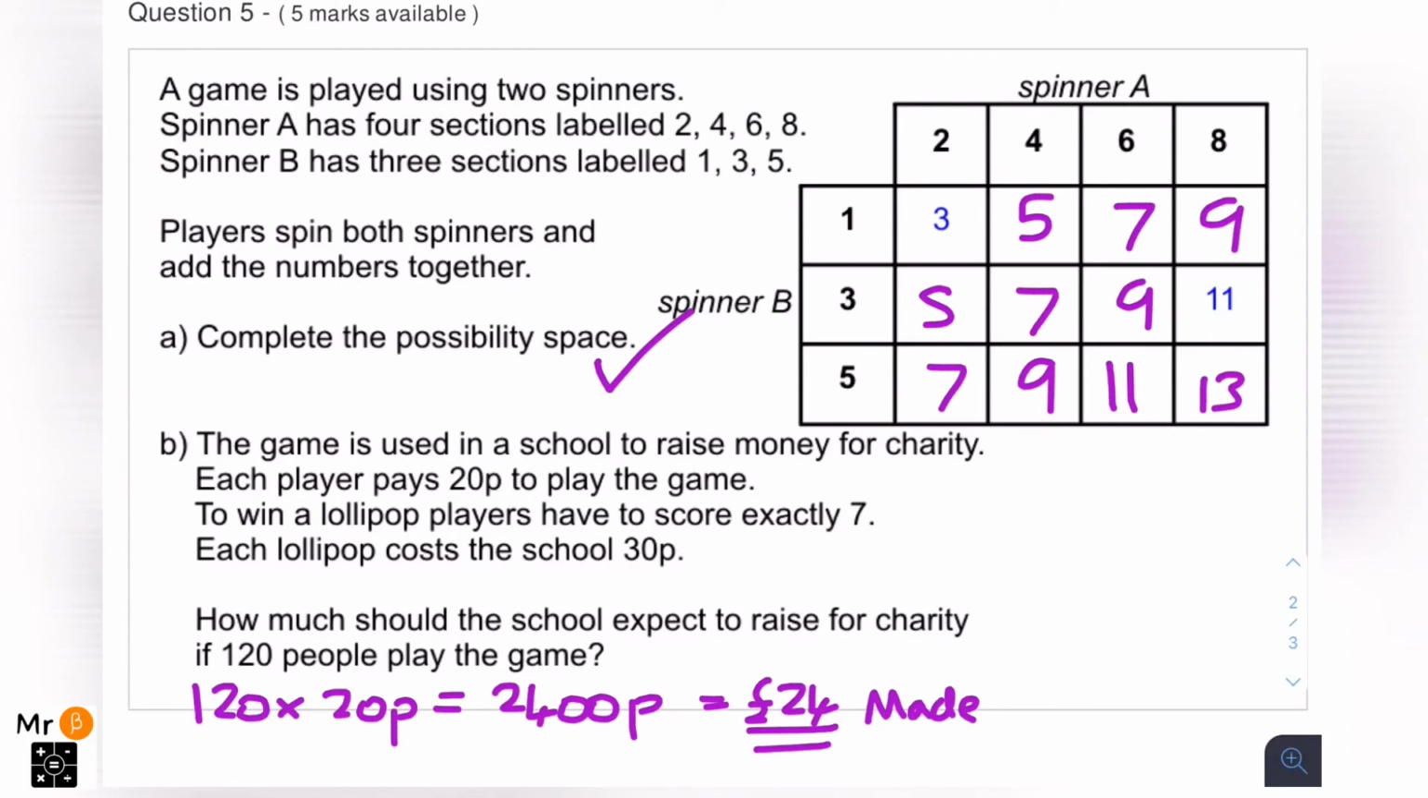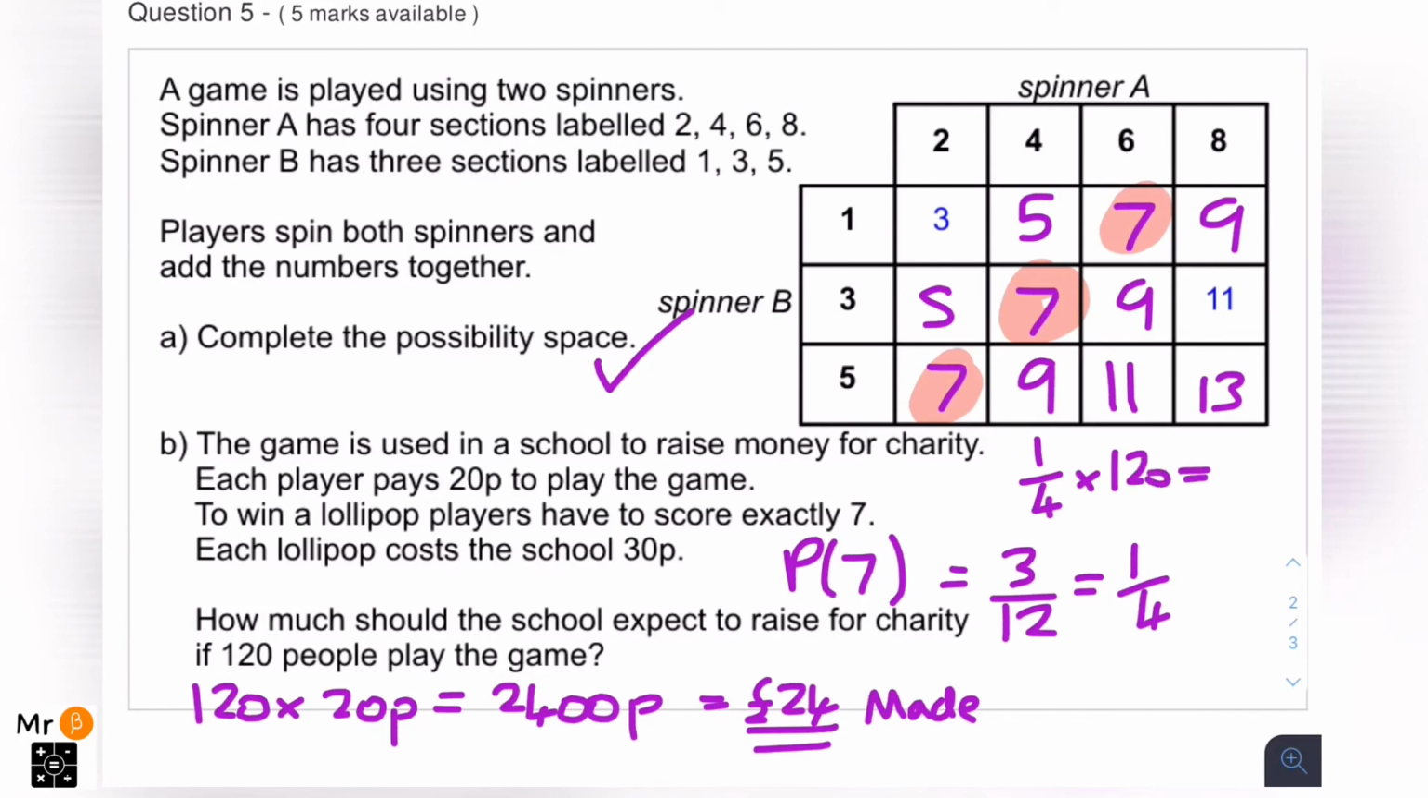Then we need to work out the expected amount of wins. So the probability of getting a 7, there are 1, 2, 3 different ways of doing that out of 12 different options. If we simplify that, that tells us that our probability of getting a 7 is equal to 1/4. We know that there is 120 people playing the game, so we are going to expect 30 winners. 1/4 of 120 is 30.